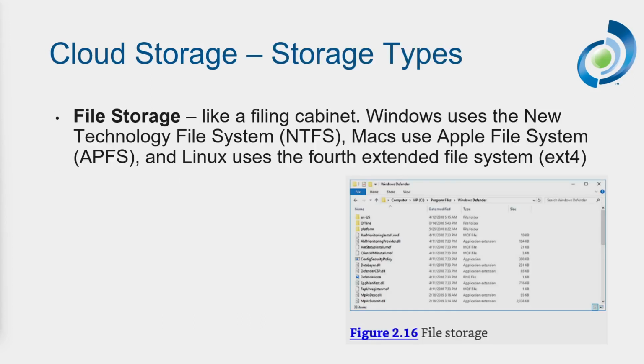As promised in the opening slides, we'd learn a little bit more about this. So file storage is like a filing cabinet. Windows uses the New Technology File System, or NTFS. Macs use Apple File System, APFS, and Linux uses the fourth extended file system, which is ext4. What we're used to seeing, like in a Windows environment, you can go in and see your file system. There are some small differences in the way Windows does it and Unix does it.